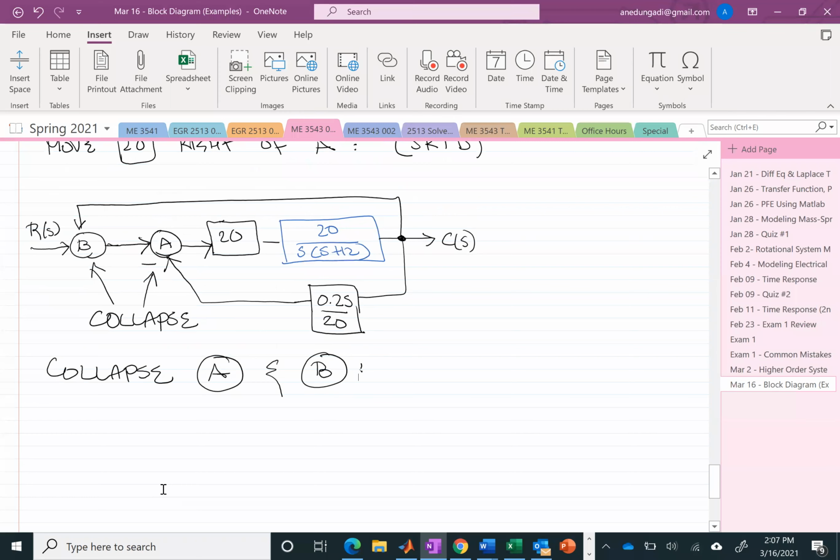So in the exam, please tell me what it is that you're doing so that I can give you partial credit or know what your thought process is and give you more credit.